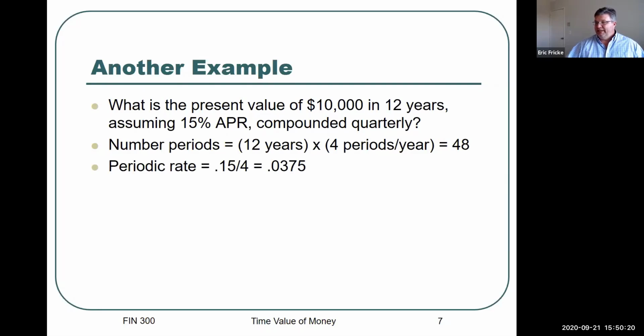And then the interest rate. The periodic rate is just going to be the APR, 15%, divided by the number of periods per year, 4. So it's 3.75% every quarter. Okay. Any questions on the number of periods or the periodic rate?